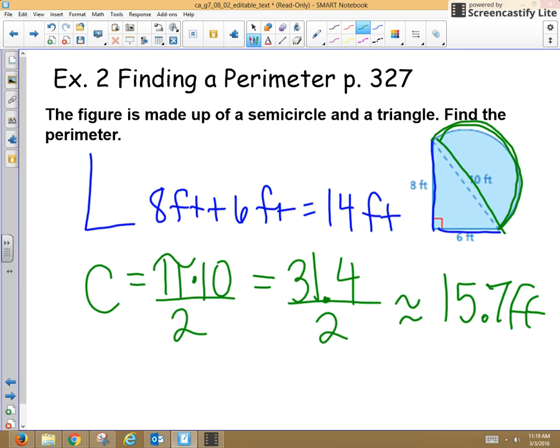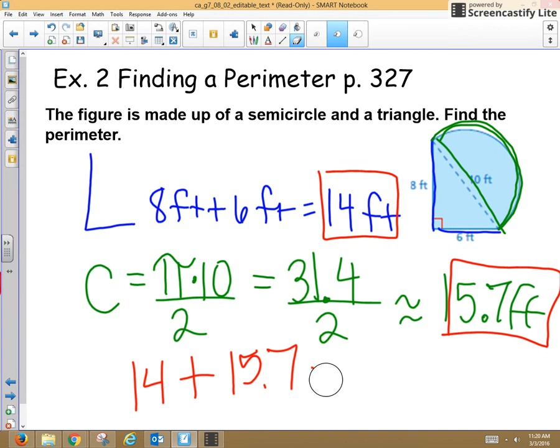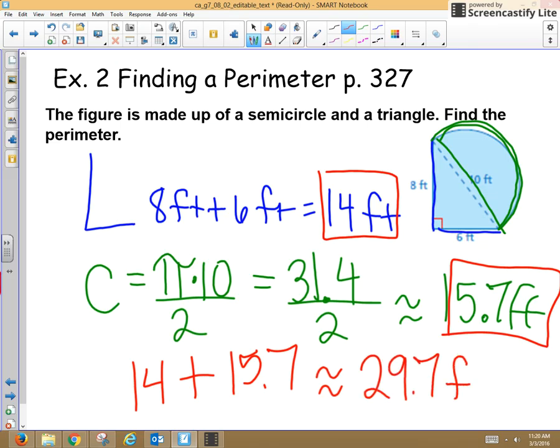feet. Now, to find the total perimeter, you add the subparts together. So we're going to add the 14 feet for the triangular part and 15.7 feet for the semicircle. And when you add those together, you get that this shape, again, is approximately 29.7 feet. Make sure you write this example down and show your work.